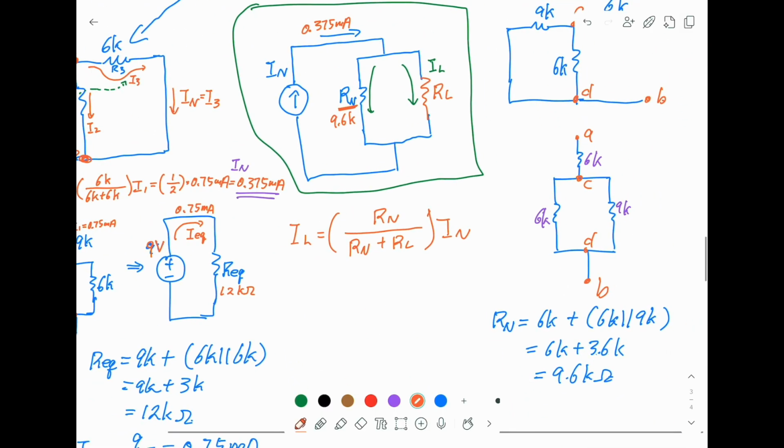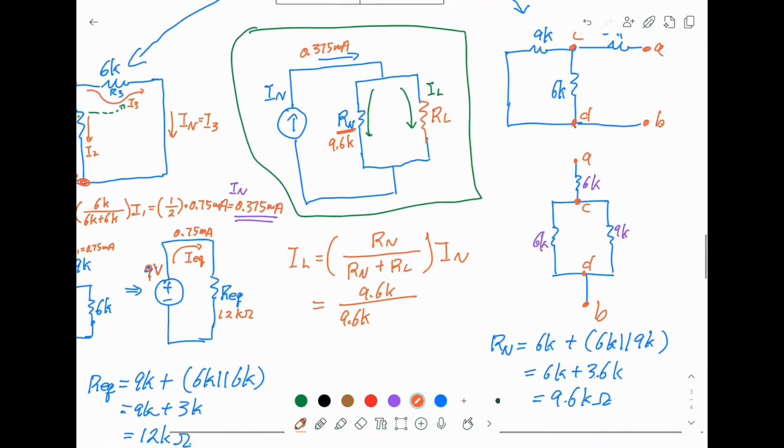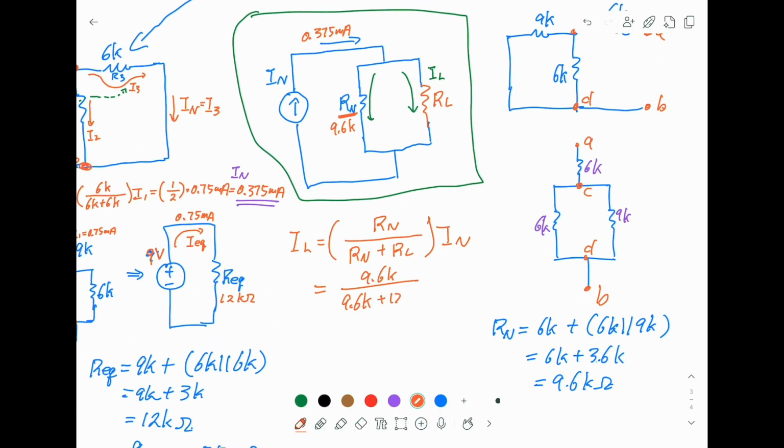Now you put everything back. Rn is 9.6K. This is 9.6K. And the RL is 12K. And we just found out this is 0.375 milliamp. Plug this one into your calculator. You will find this is 0.167 milliamp.